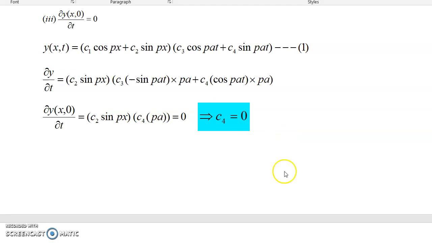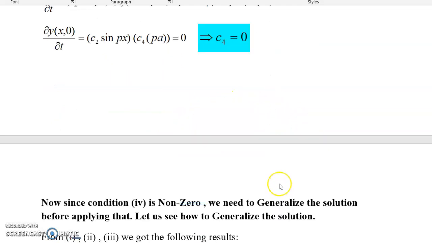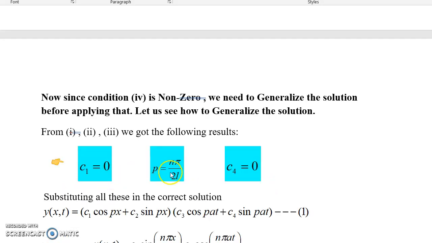So when this has to be 0, we shall not touch the sin px term because it has a variable. And we already discussed C2 cannot be 0. And since p and a are fixed parameters, we should not touch them. So what has to be 0? This C4 has to be 0. So the third condition is C4 is 0. So totally we have got 3 results.